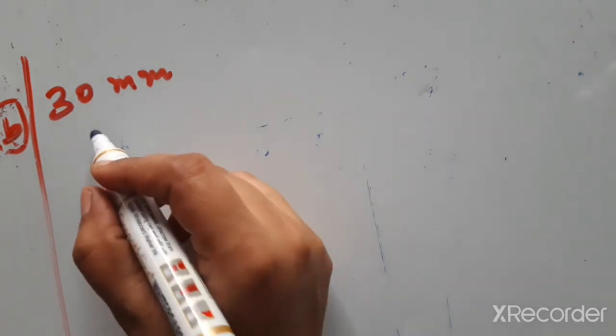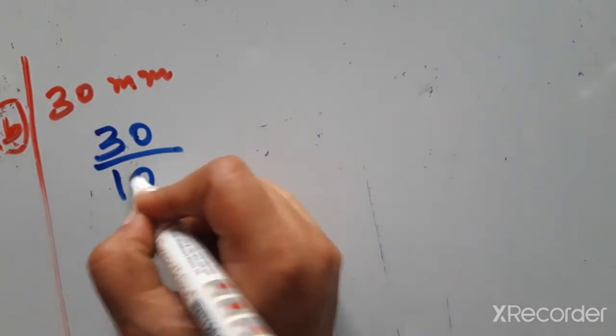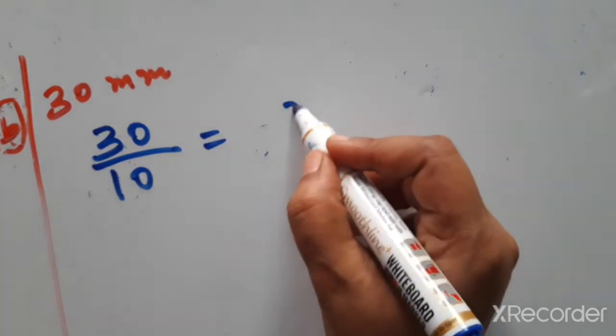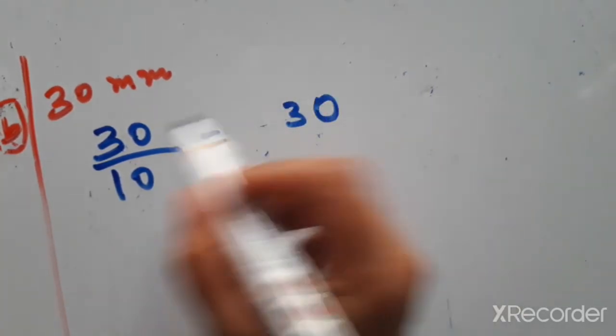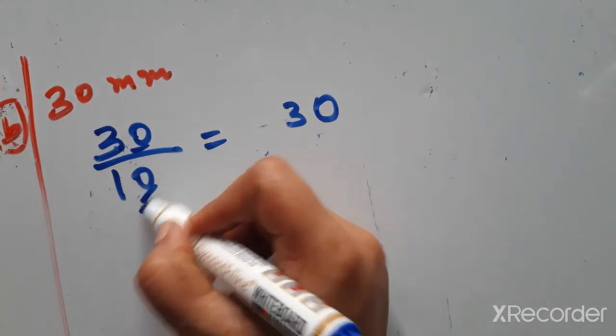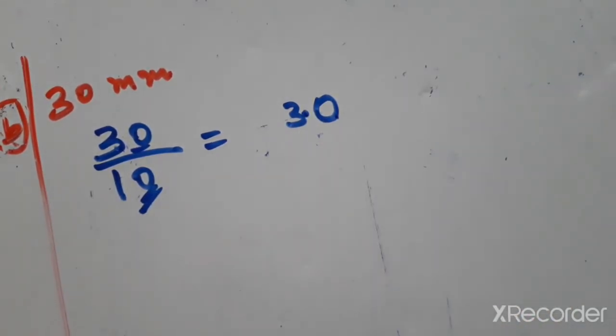30 millimeter. Now we have to convert it into centimeter. To convert into centimeter, 30 divided by 10. How to write? Write 30 as it is, numerator as it is. Now only 10 means after one number, put the point.